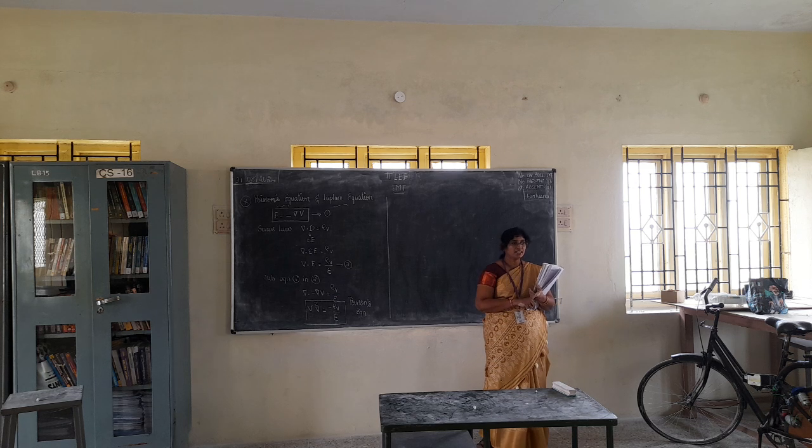Zero. Because from charge only we find charge density. So if charge is absent, rho V is also 0.